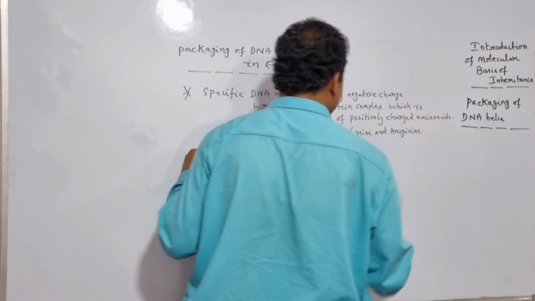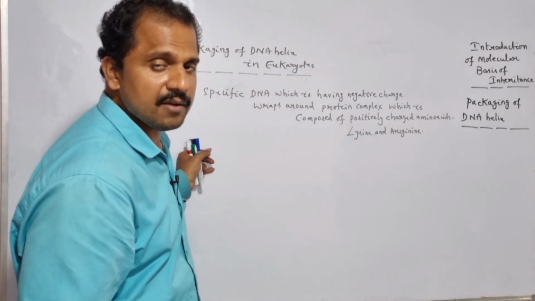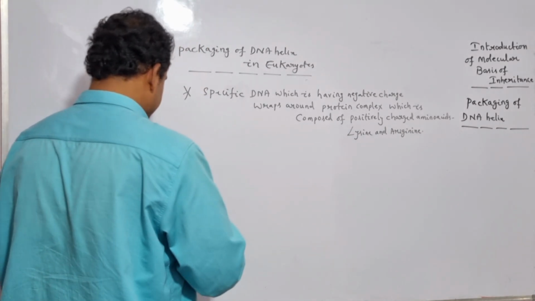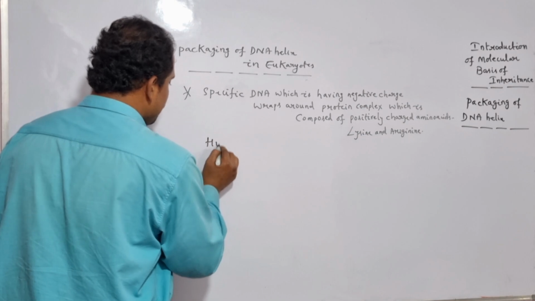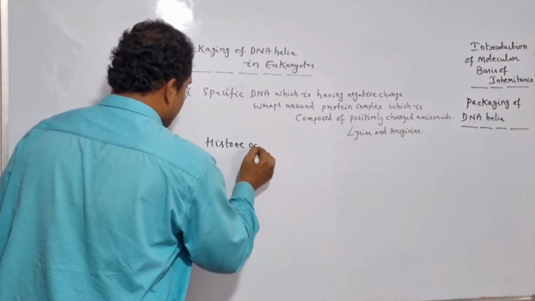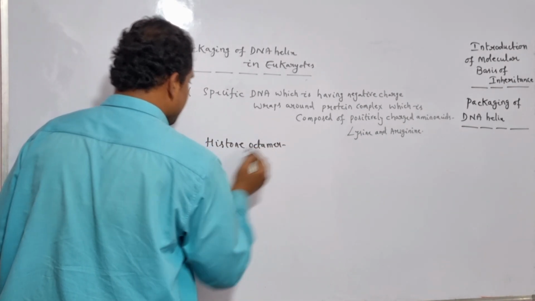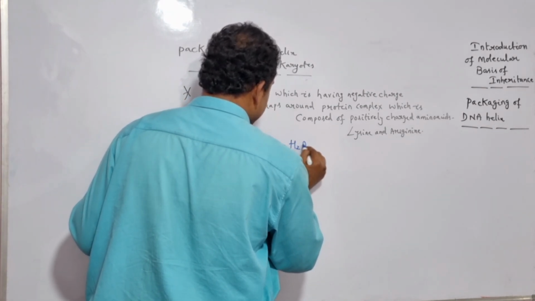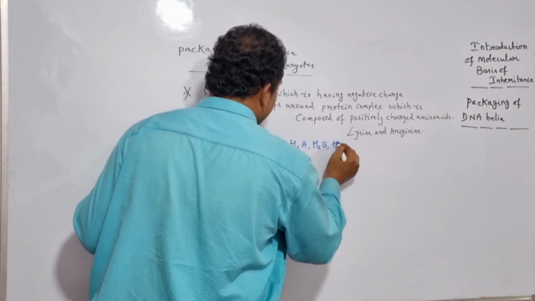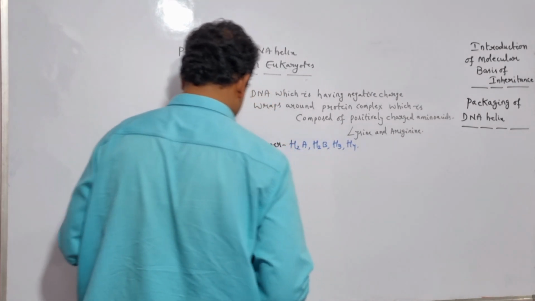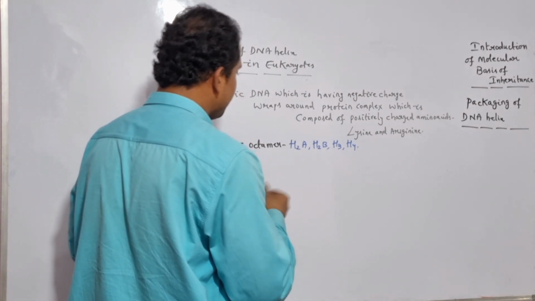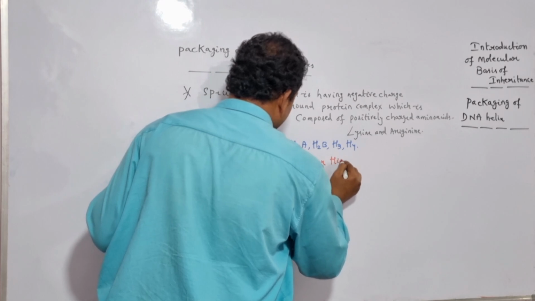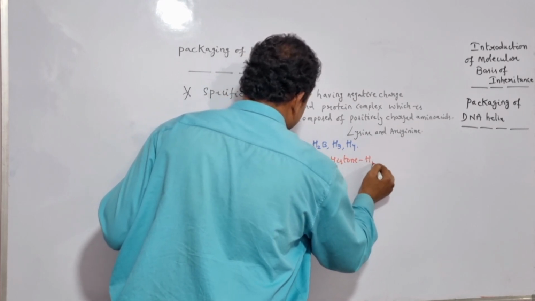And here the specific protein complex is nothing but what? Histone octamer, which is composed of 8 identical subunits. So let me write it here. Histone octamer, which is composed of 8 identical subunits like H2A, H2B, H3, H4. And in addition, it also contains one linker histone, which is nothing but H1 protein, right?